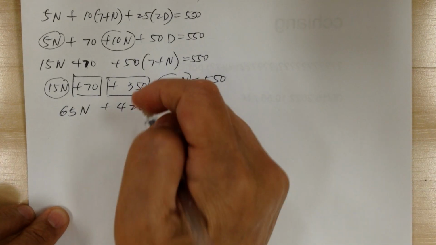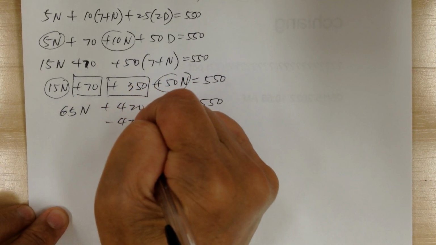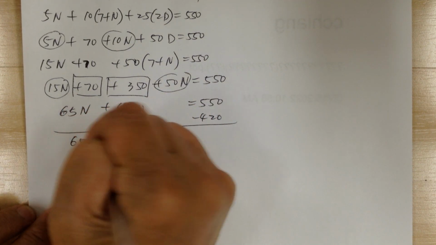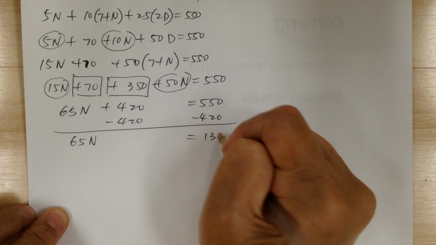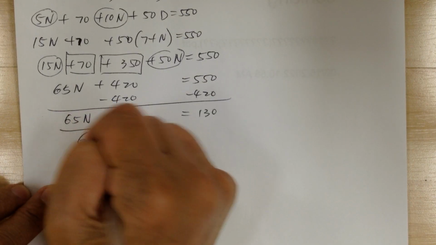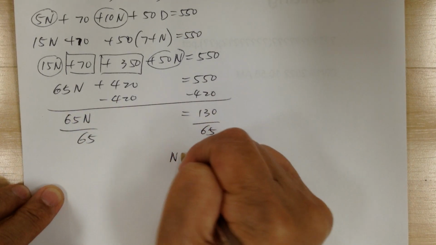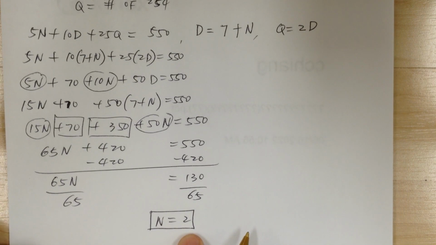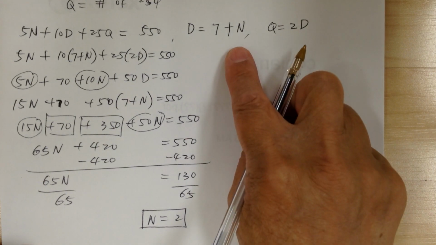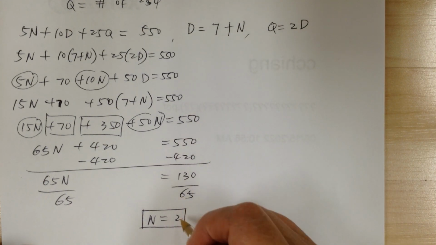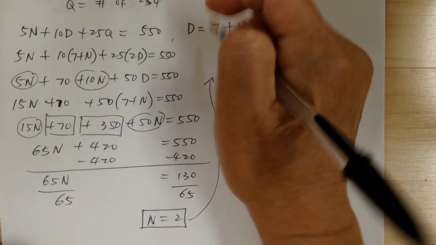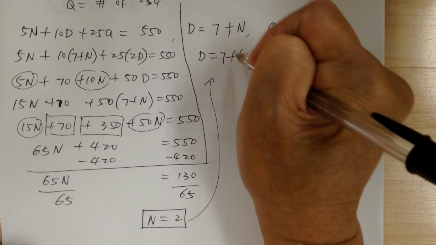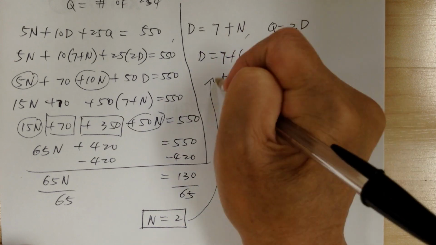Then I'm going to solve this, so I need to minus 420. Minus 420, so I get 65N equal to 130. Divide by 65, divide by 65. So I get N equal to 2. So I have 2 nickels. Once I find N equal to 2, I'm going to go back and substitute into here. So D equals 7 plus 2. So D equals 9.